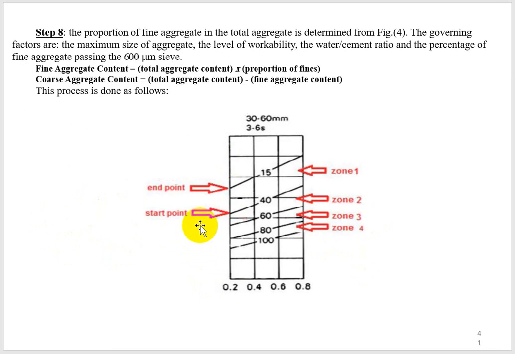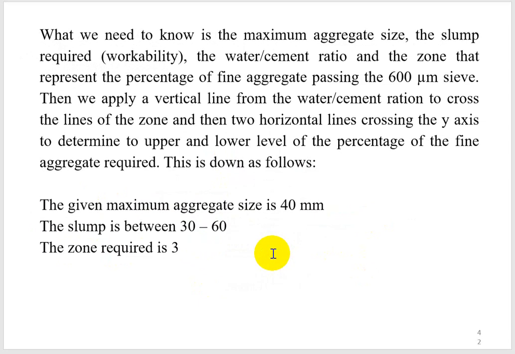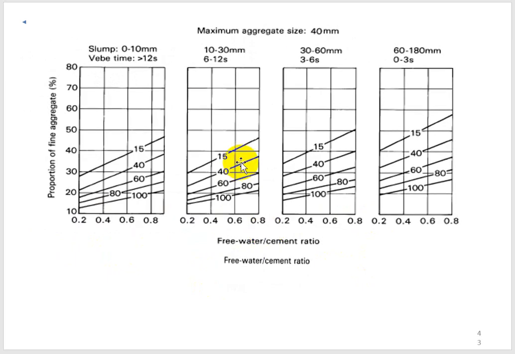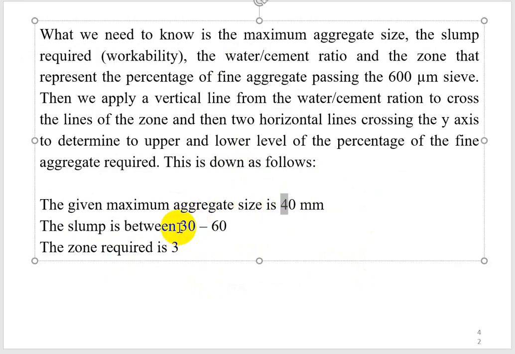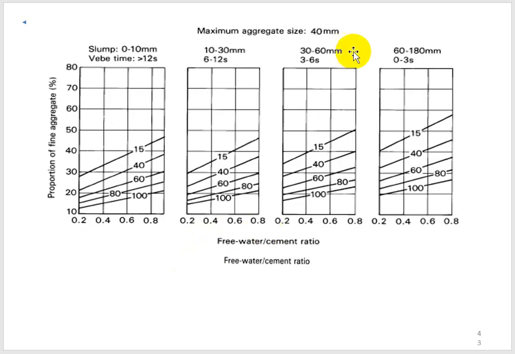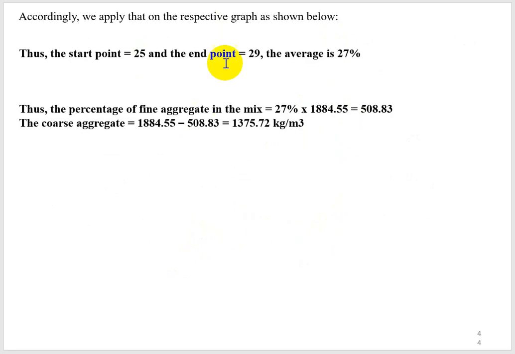Once we get that, we can then move to step number 8, and as you know, we need to choose the right table. The information provided is the size of the aggregate, the slump, and the zone. So once we get this information, then we could choose the right diagrams. Once we get it, then we could just have this information applied on this diagram, and then we get the proportions, the start point and the end point.